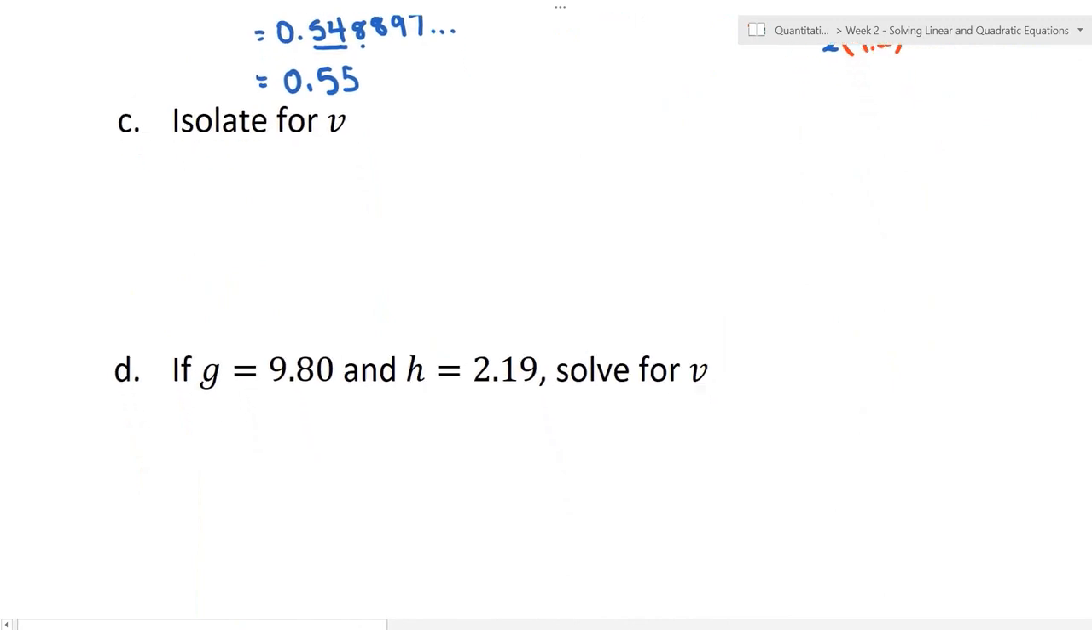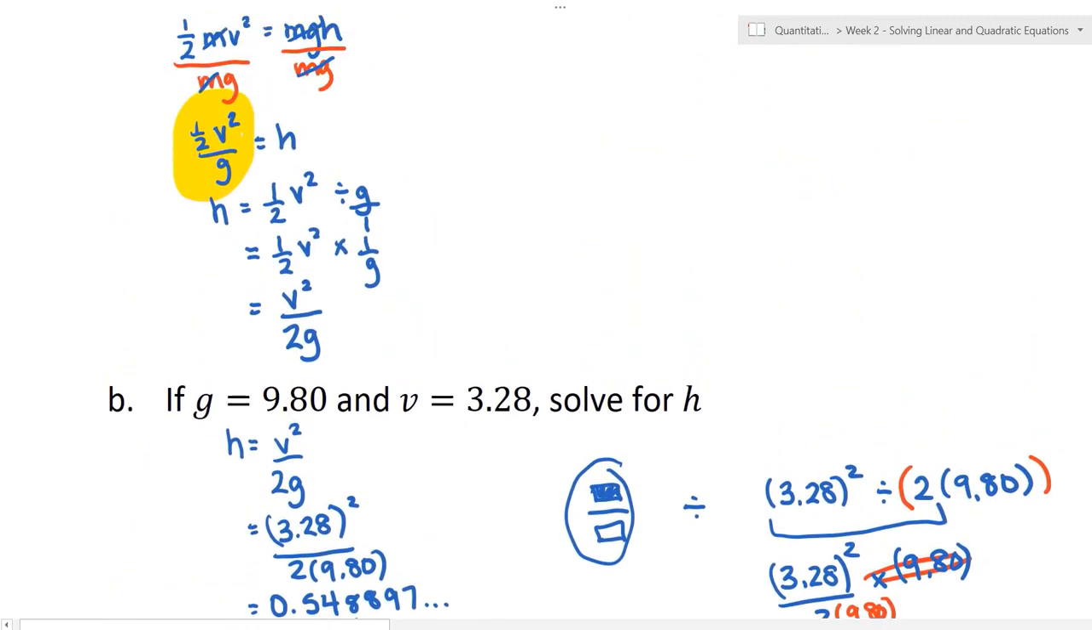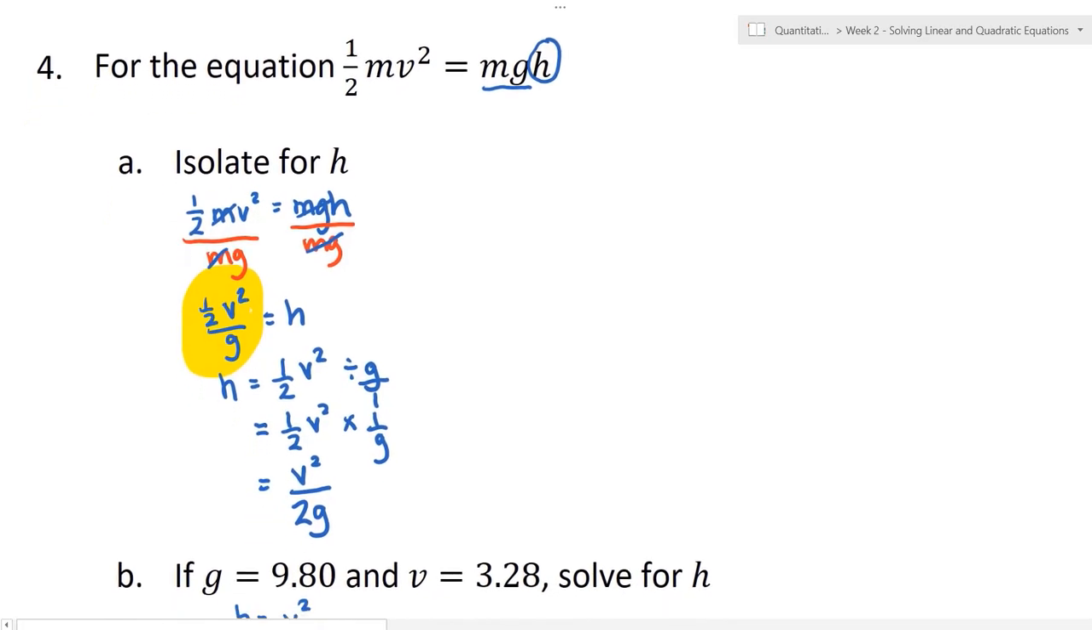All right, so you should be able to continue on with part C or D because it's very similar. You're starting off with the same equation that's at the top. This time you're isolating for V. Okay, so pause the video if you want to move on your own, and then continue with us when you're ready. So I'm going to rewrite the equation.